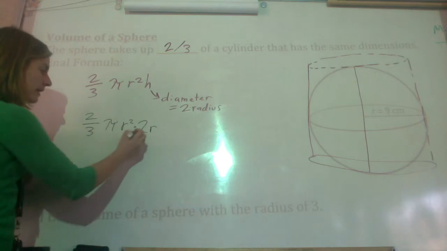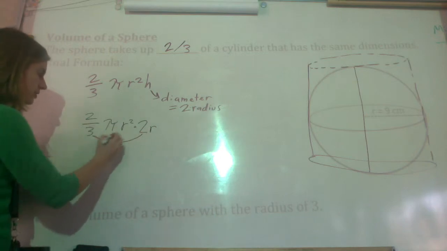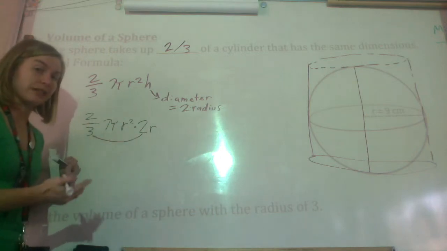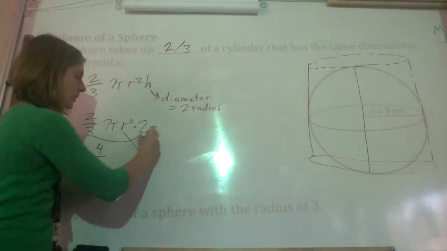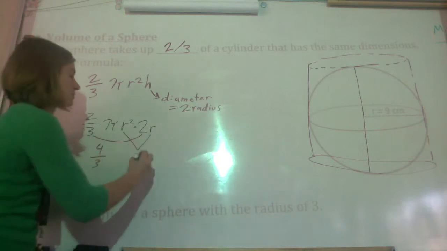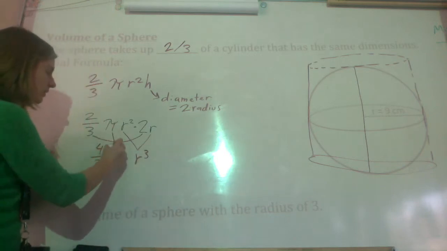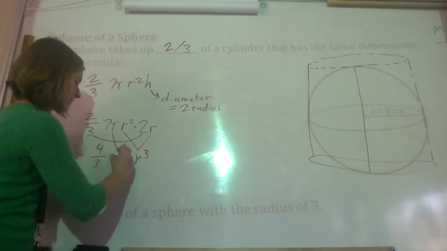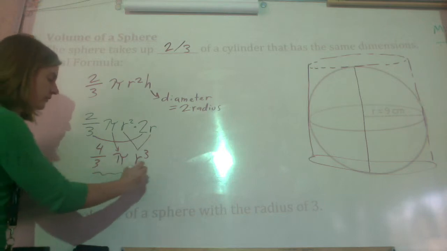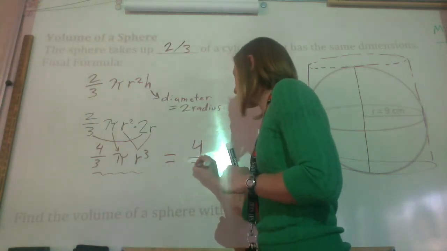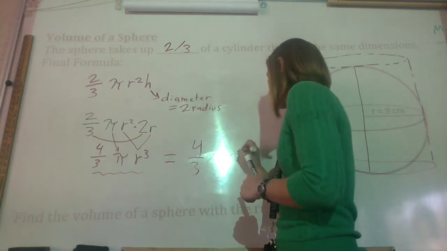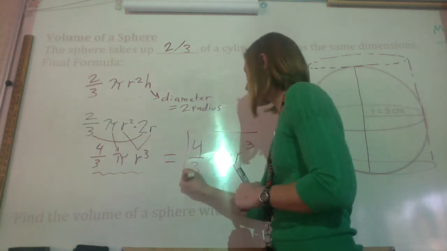We can combine 2 and 2/3. Well, if we multiply 2 and 2/3, that's 4/3. And if we combine r squared and r, well, there's 3 r's, r cubed. And of course, we still have our pi. So this right here is actually the formula you're going to use. I'll rewrite it so it's nice and clear. 4/3 pi radius cubed is the formula you're going to want to use.